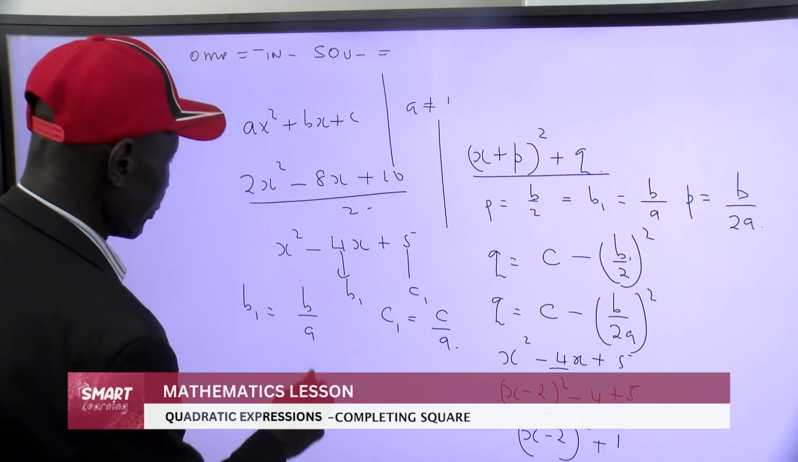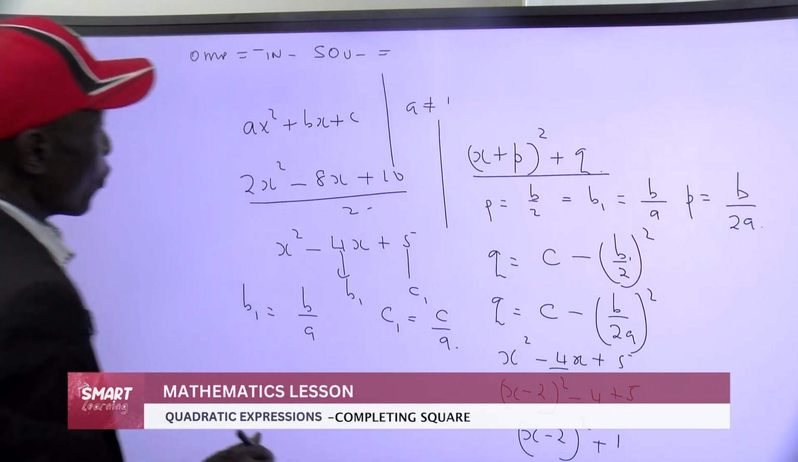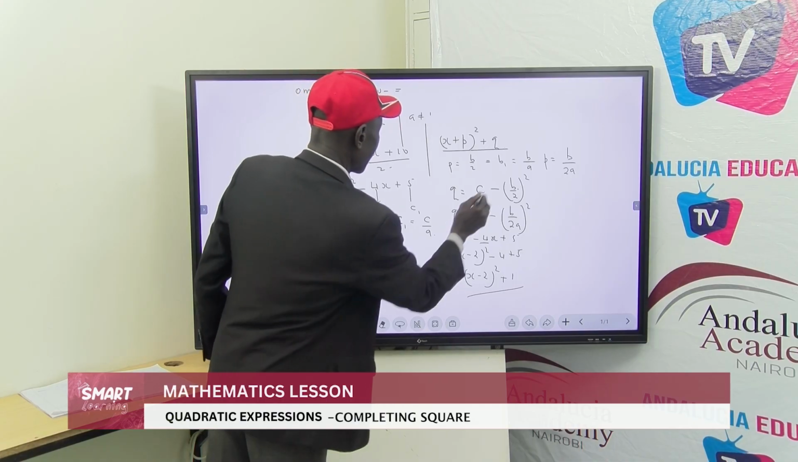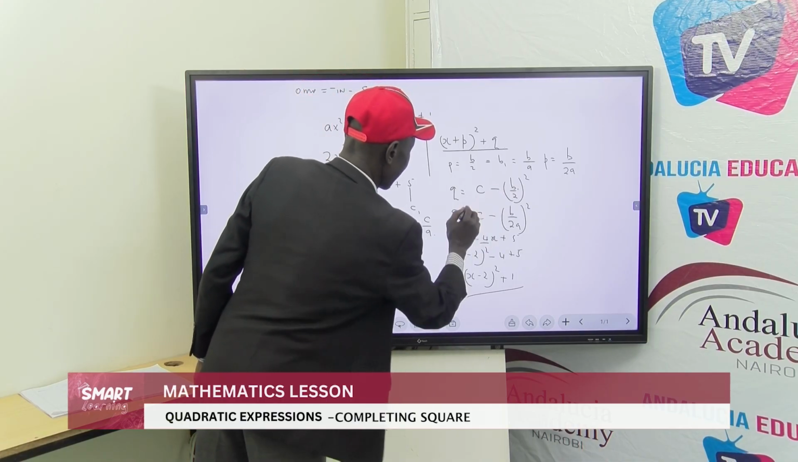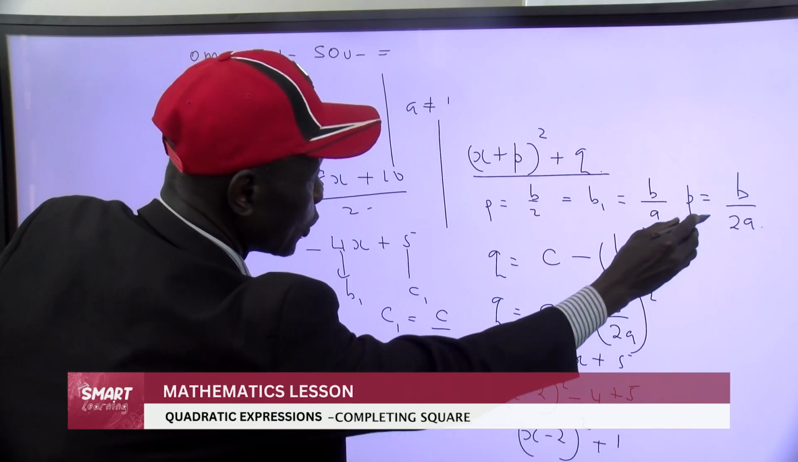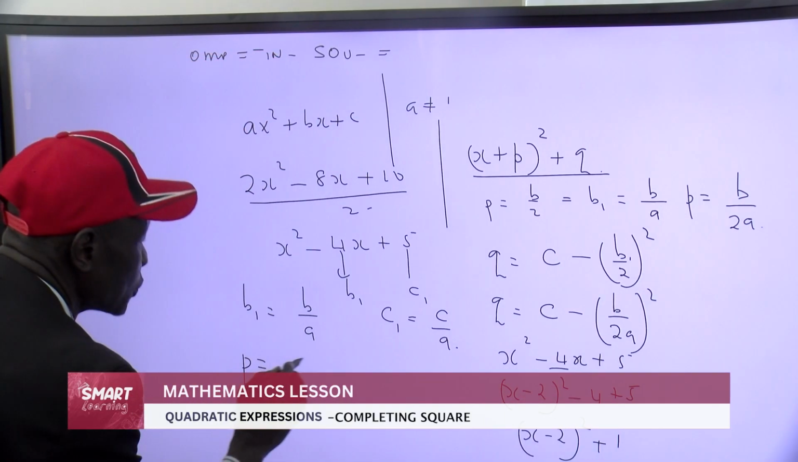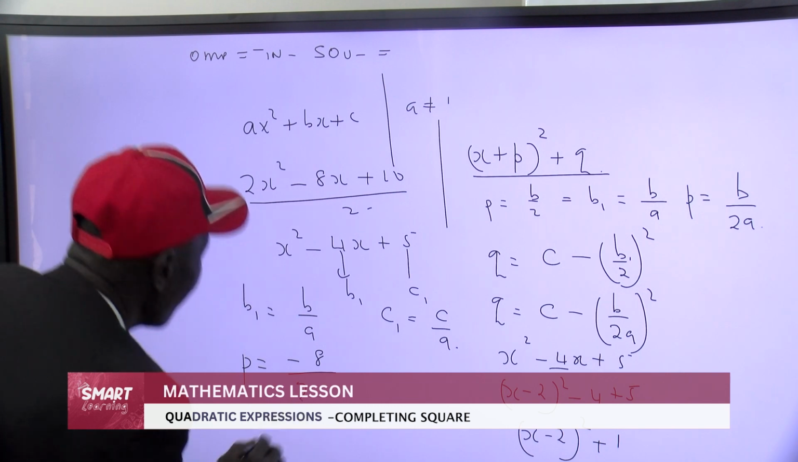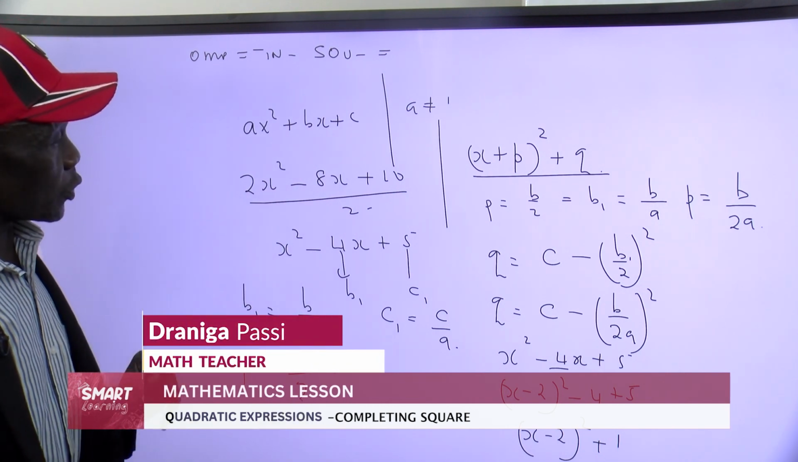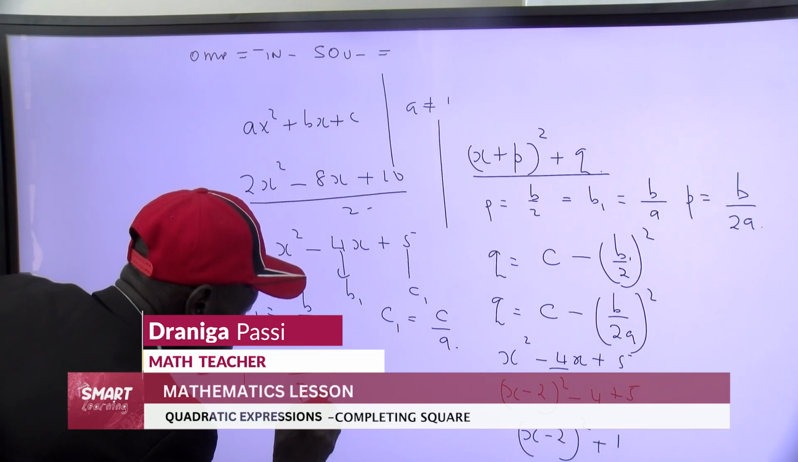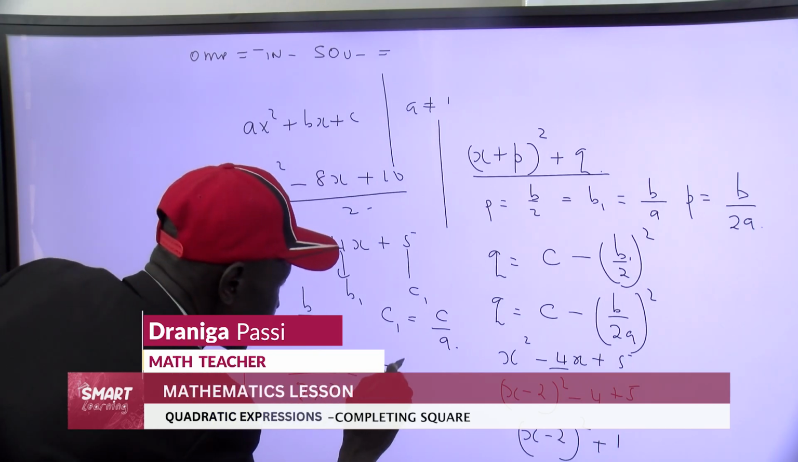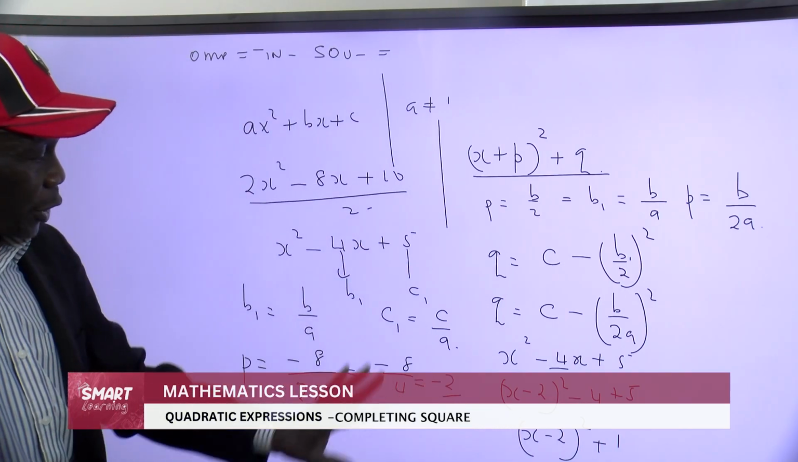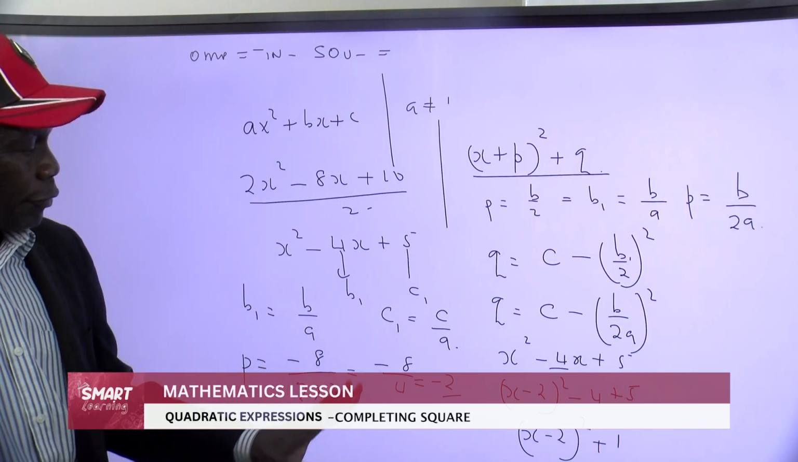So, let's come here. What is my B? My B is negative 8. So negative 8 divided by 2 squared is what we are going to use here. So to get P is equal to negative 8 divided by 2, and our A is also 2, which is negative 8 divided by 4, which is negative 2. Exactly what we have got here. So when you use the formula and you are used to the formula, it's quite easy for you to get.